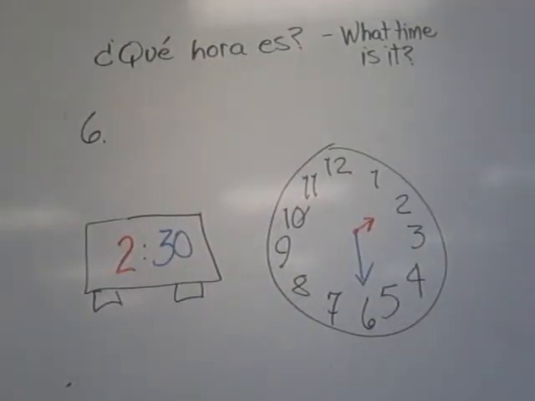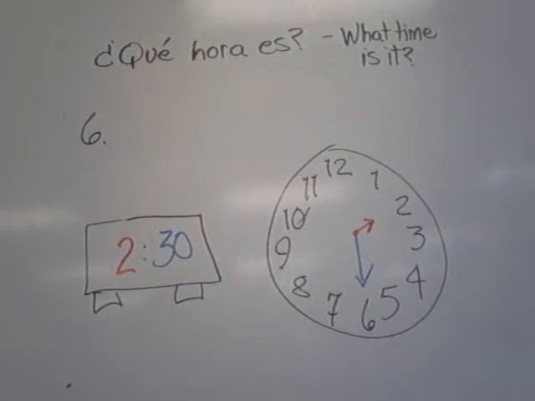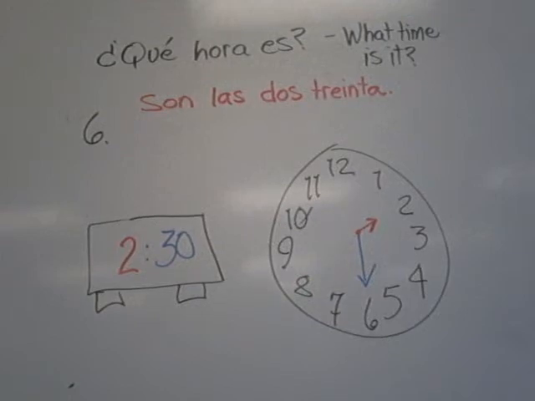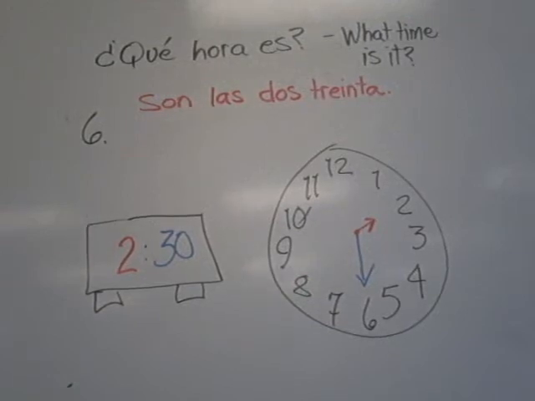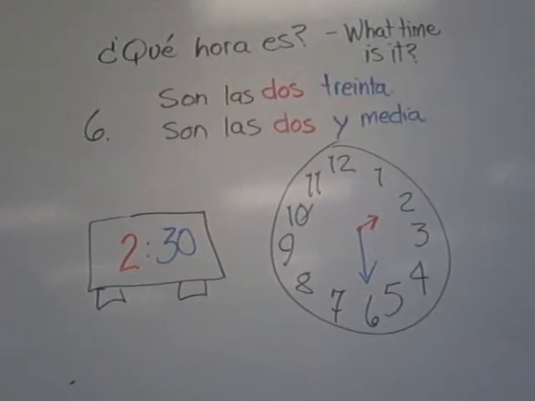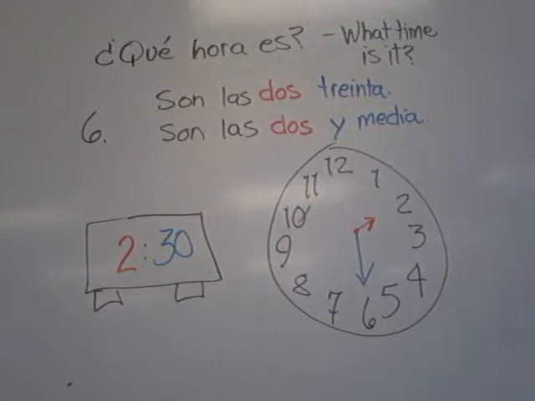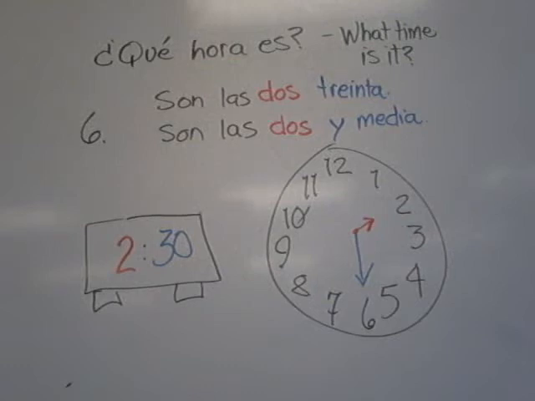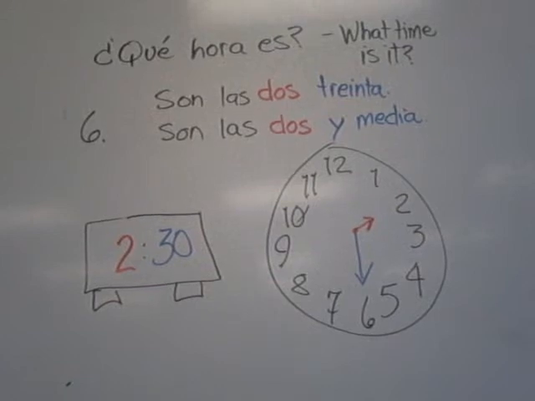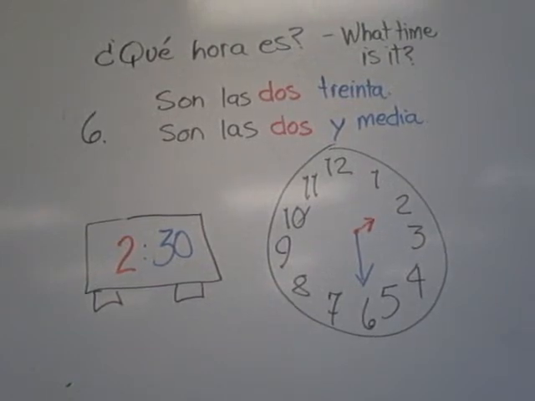¿Qué horas son? Son las 2:30, or you could say, son las 2:30. Notice I say, ¿qué hora es? What time is it right now? And that answer will always begin with son las.